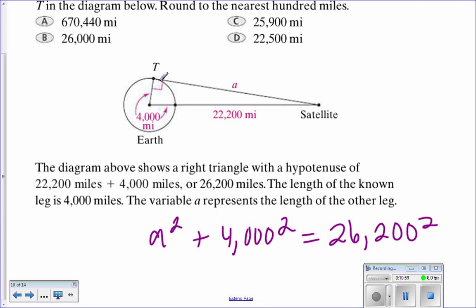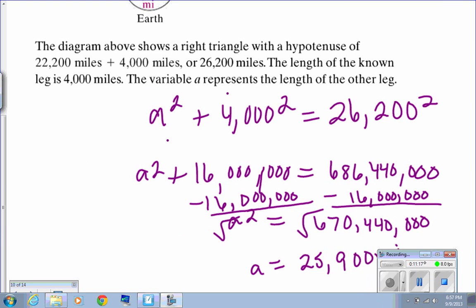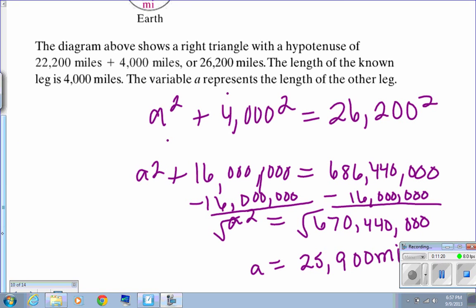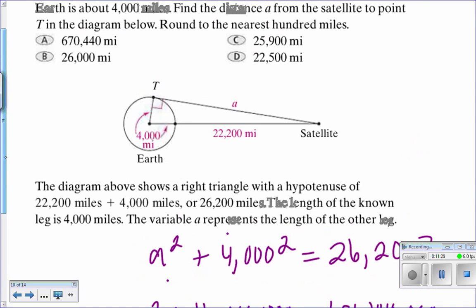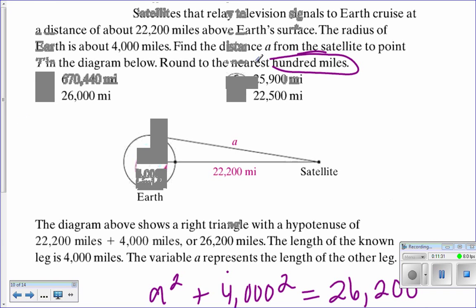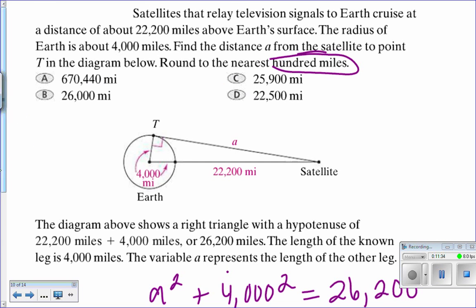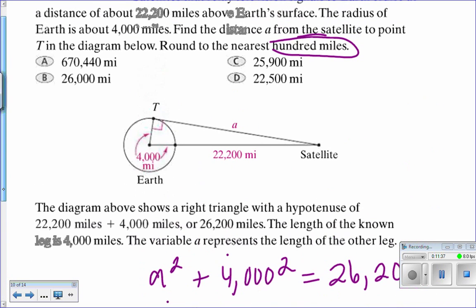We know our hypotenuse is across from the right angle. This is a leg, this is a leg. So we're looking for a. This one used large numbers. So we should have taken the square of both of these numbers, subtracted, and did the opposite. We wanted to round to the nearest 100 miles, so using our multiple choice, 25,900 miles will be our answer.